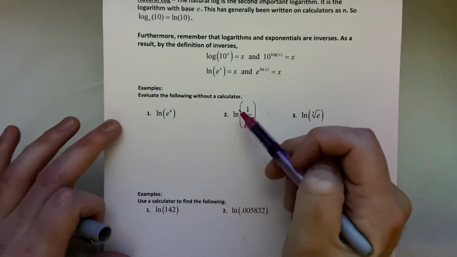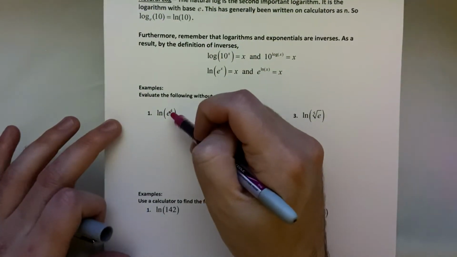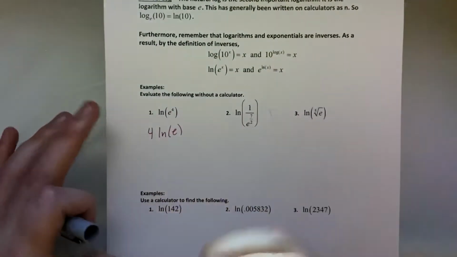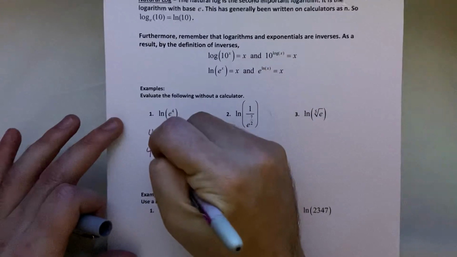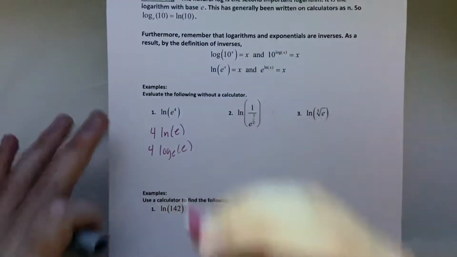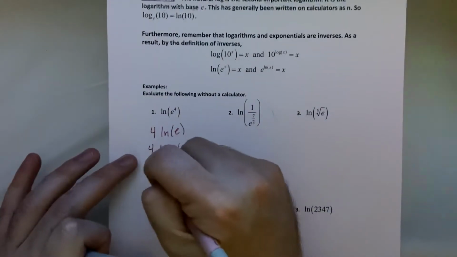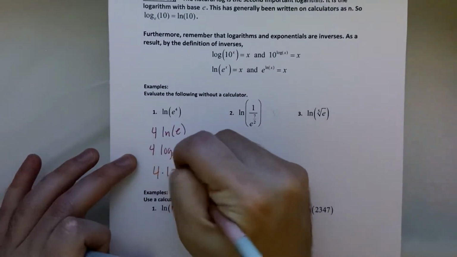So evaluate the following without a calculator. The ln of e to the fourth, bring the 4 out. 4 times the ln of e. Again, the ln of e is log base e of e, which means it's going to cancel into 1, or reduce. This is 4 times 1, which is 4.